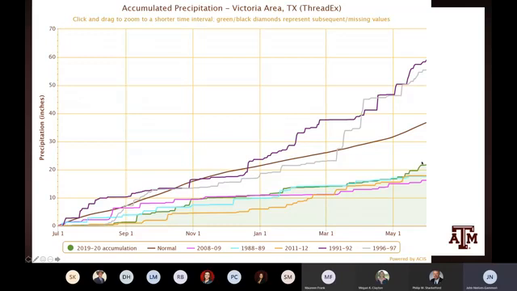Other areas around there have done better. And again, this drought isn't the driest ever, but their past few decades have seen some of the wettest years on record also.